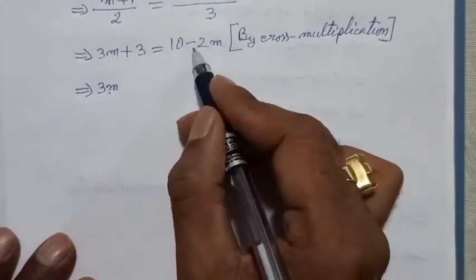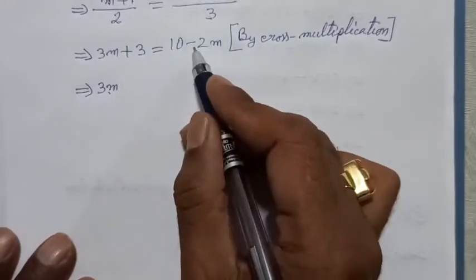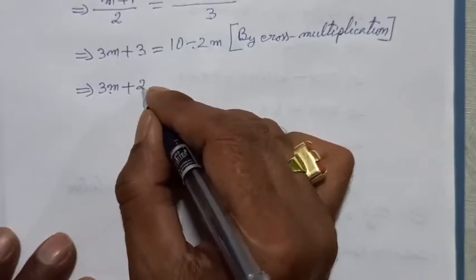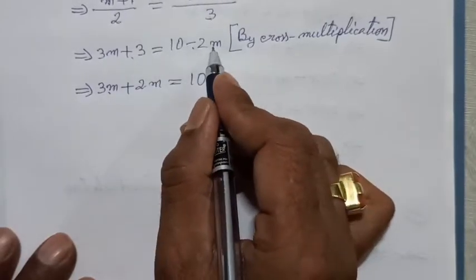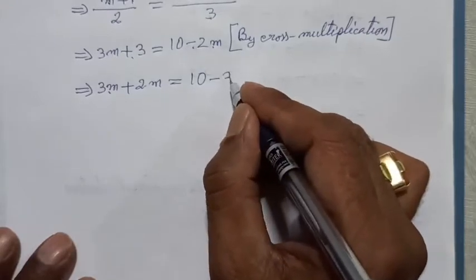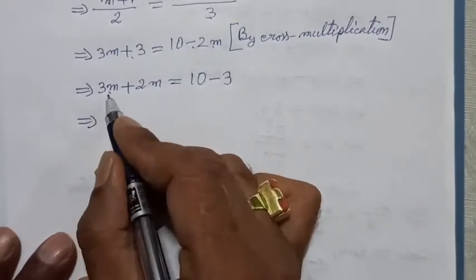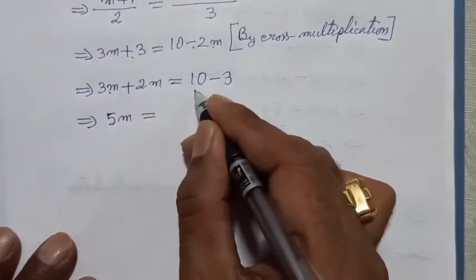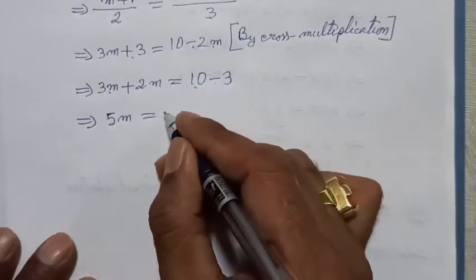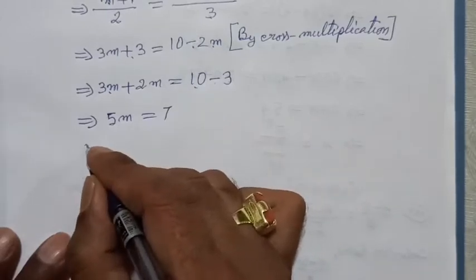So 3m first, minus 2m is transposing to the other side, then minus is changing into plus 2m, is equal to 10, plus 3 is transposing to the other side, then sign is changing, minus 3. 3m plus 2m, we have to add together, then getting 5m. 10 minus 3, that is 7 is getting.